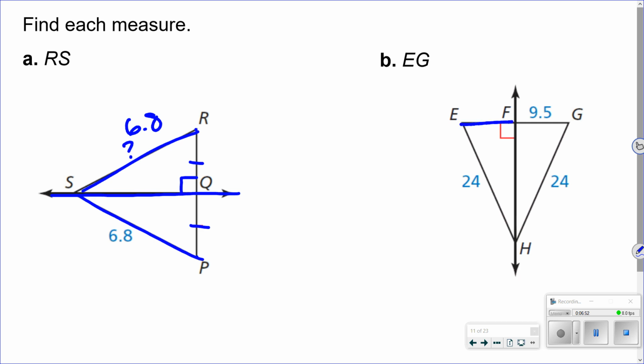Okay, this one wants me to find EG. So what is the distance all the way across? If you look at this point H, it's equal distance from G, and it's equal distance from E. They're the same, right? They're both 24. That means that this line is the perpendicular bisector. We can see the 90-degree angle. That also means those two segments are equal. So if that one's 9.5, this one's 9.5, and EG is the whole thing. If you add those together, you get 19.